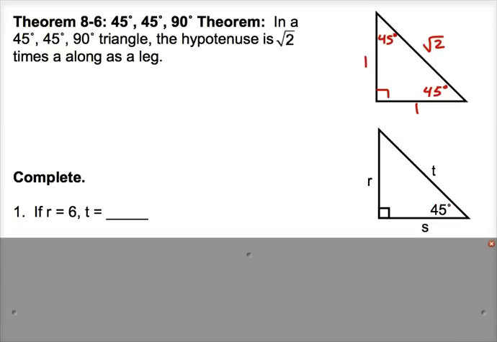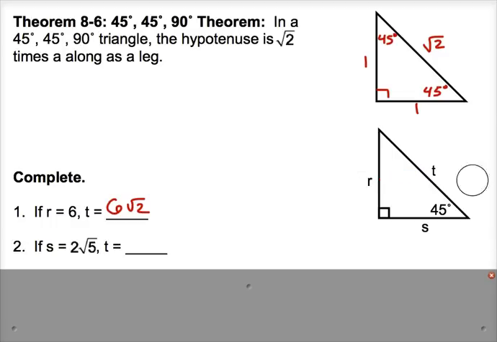So here's a sample problem. Let's find some missing pieces. So it tells us if r is 6, so I'm going to think if r is 6, find t. Well, t, if I go over to here, is just the square root of 2 times larger. So it's just going to be 6 square roots of 2.